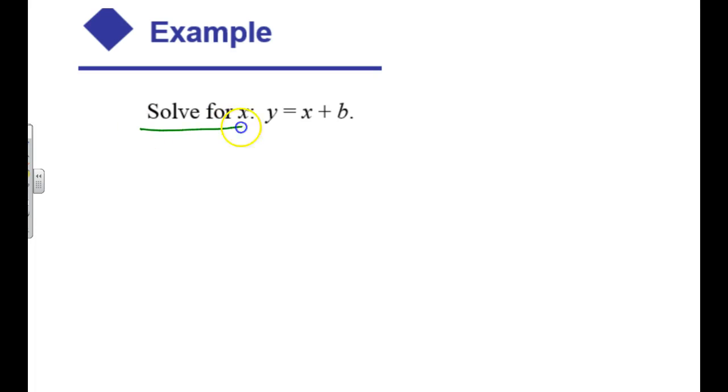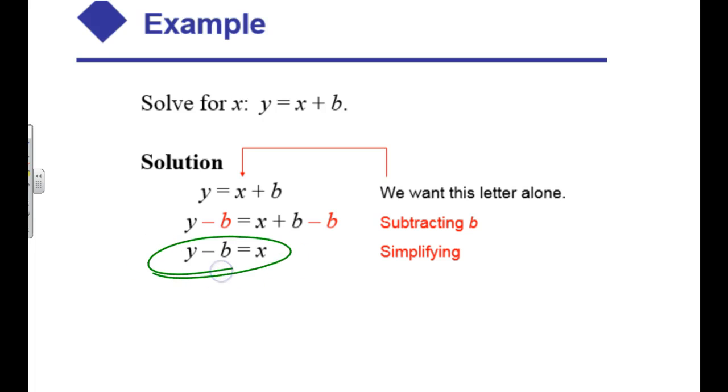Next, we're going to solve for x. Solving for x, we're going to undo what's happening to x, which is increasing by b. So I'm going to subtract b and say y minus b is equal to x. That seems simpler than the other one. There it is. y minus b is equal to x.